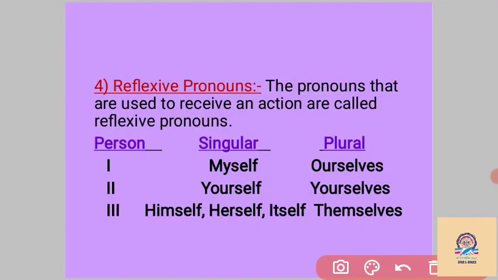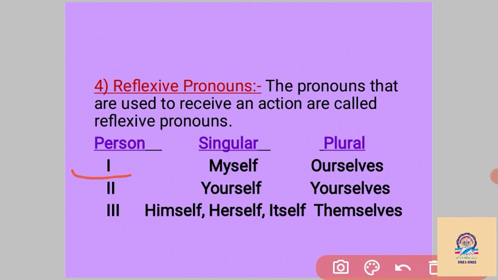Then reflexive pronoun. The definition is also given here. The pronouns that are used to receive an action are called reflexive pronouns. For the first person, suppose we are talking about ourselves.